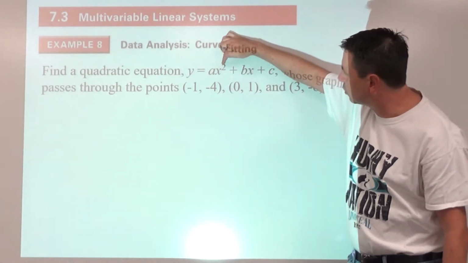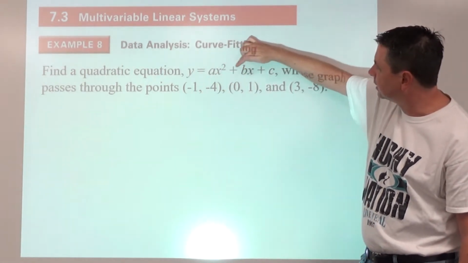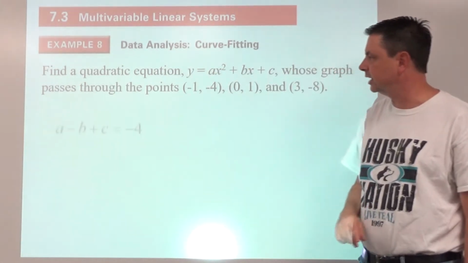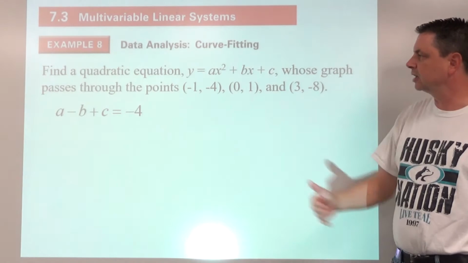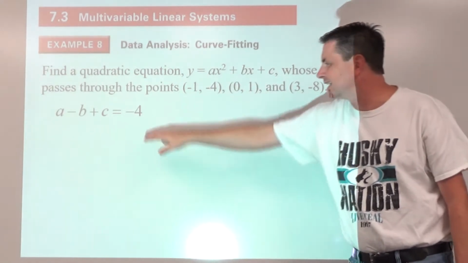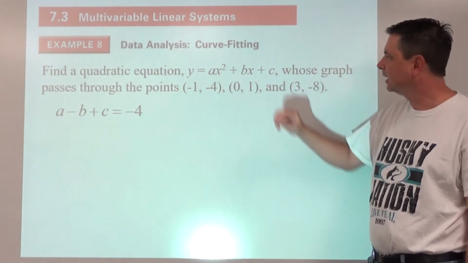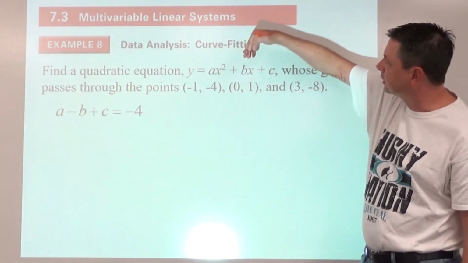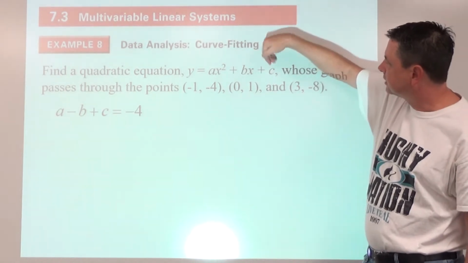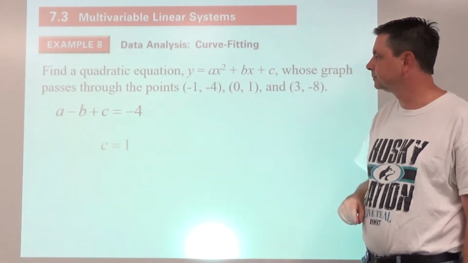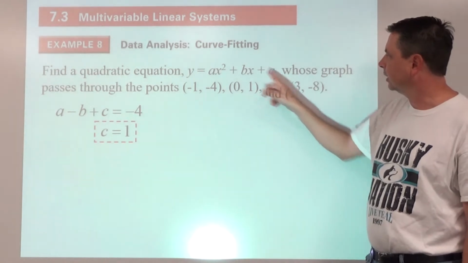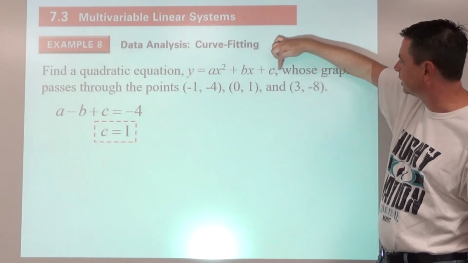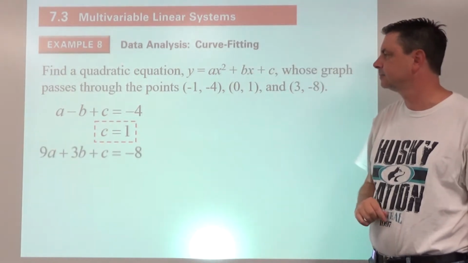So here we're going to square the -1 and add b times -1, and the -4 goes there. So the first point generates that equation. And then substituting 0 in for x, y kills that, and we get c is equal to 1. And then 3 squared is 9, so 9a plus 3 times b plus c is equal to -8.